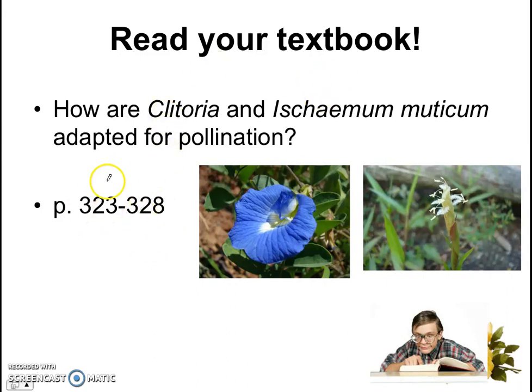It's quite a number of pages, but your textbook contains two examples, two types of flowers. One is the clitoria flower. Sounds a bit interesting, right? Clitoria. And it's this flower here. Very nice blue flower. It's insect-pollinated, as you probably have guessed by now, looking at its brightly colored petals.